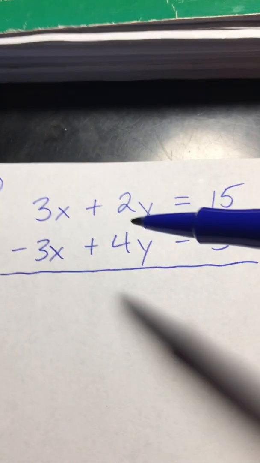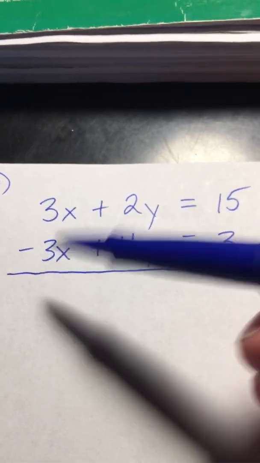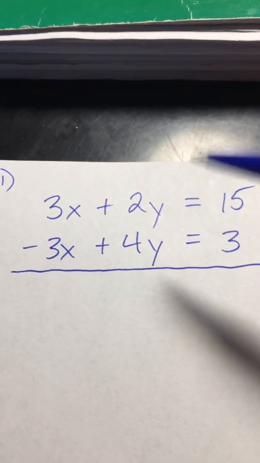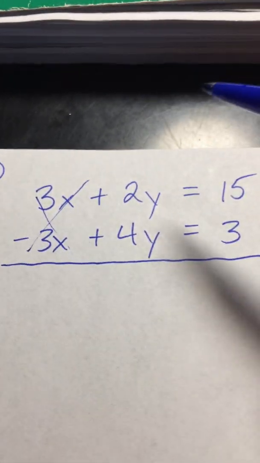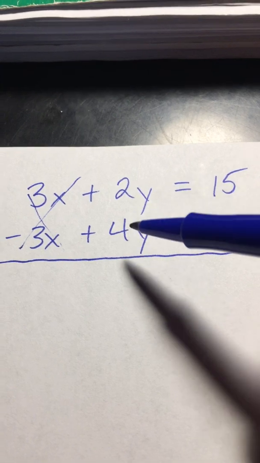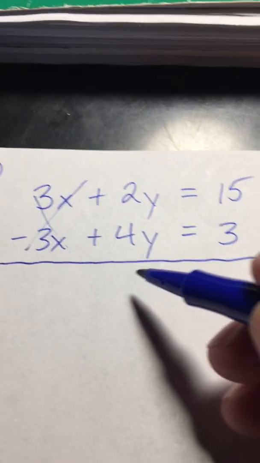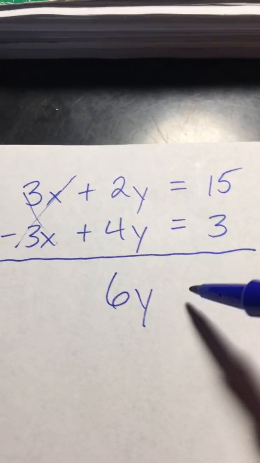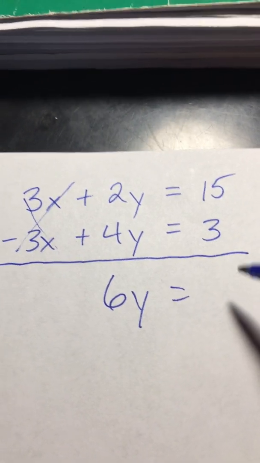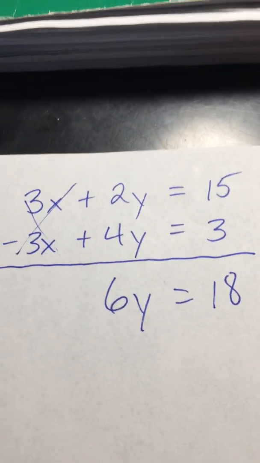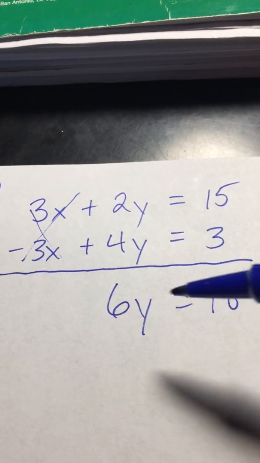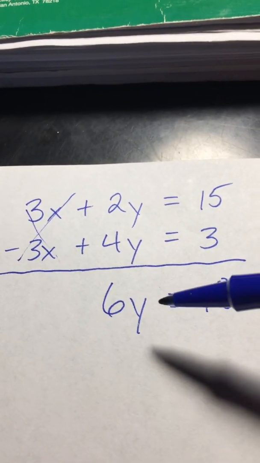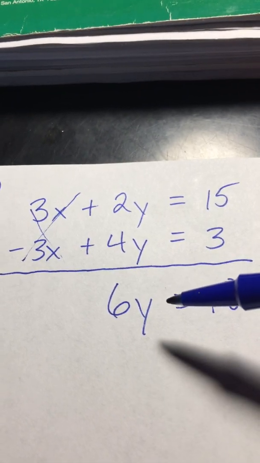So if we add these up, what happens to a positive 3x and a negative 3x? Yes, they cancel out. They are just gone. That cancels out. This is why the stack up works really well. Now 2y plus 4y gives me 6y. So this is now a positive 6y. The equal sign comes down, and 15 plus 3 is 18. At this point, the x's have been eliminated, so now I have a single equation with a single variable, and I can solve it and know what y is equal to.